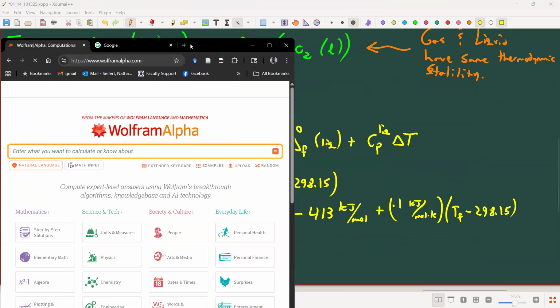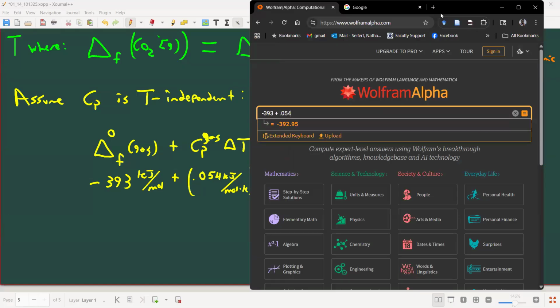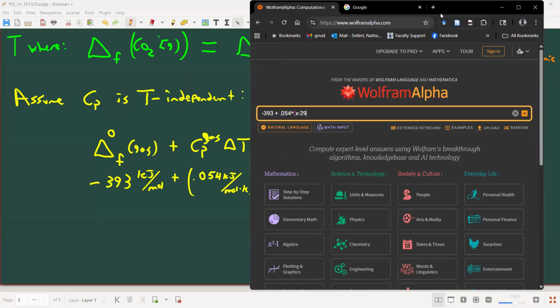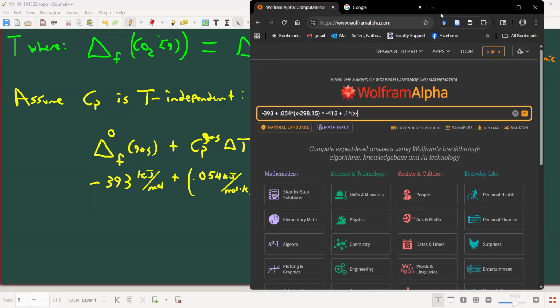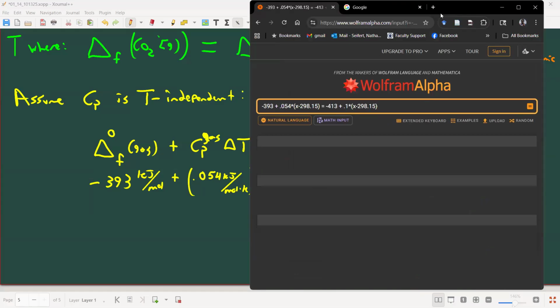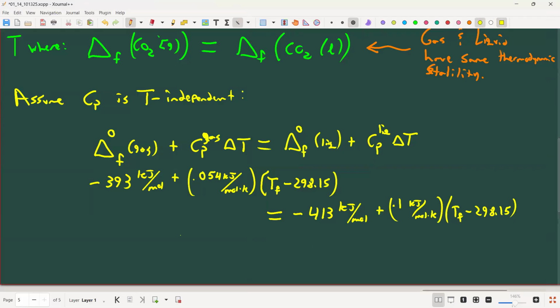Let me show you how I do this. I pull up Wolfram Alpha and just type it in and crunch it. That's minus 0.393 plus 0.054 times x minus 298.15. I just prefer x than T. This equals x minus 413 plus 0.1 times x minus 298.15. And T here is 732 Kelvin.